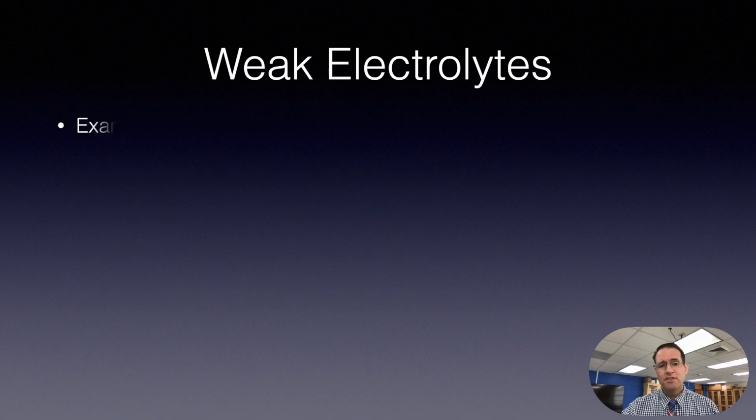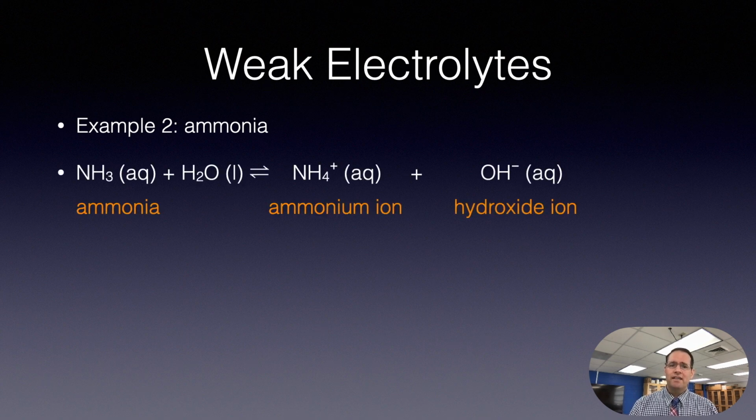Now, I promised you ammonia. Example 2 is ammonia. We've memorized this formula as NH3. All right, so you want to write this equation down or just memorize it if it looks familiar. Ammonia reacts with water to form ammonium ion and hydroxide ion.